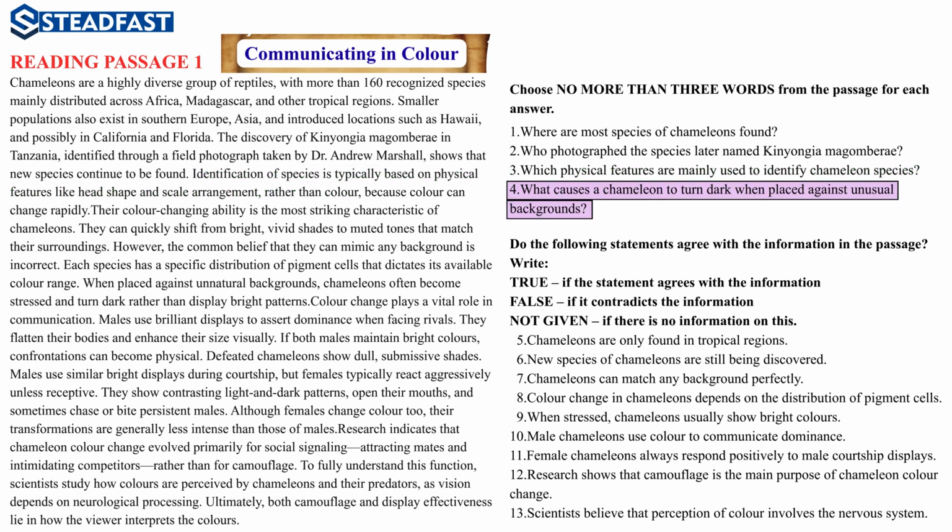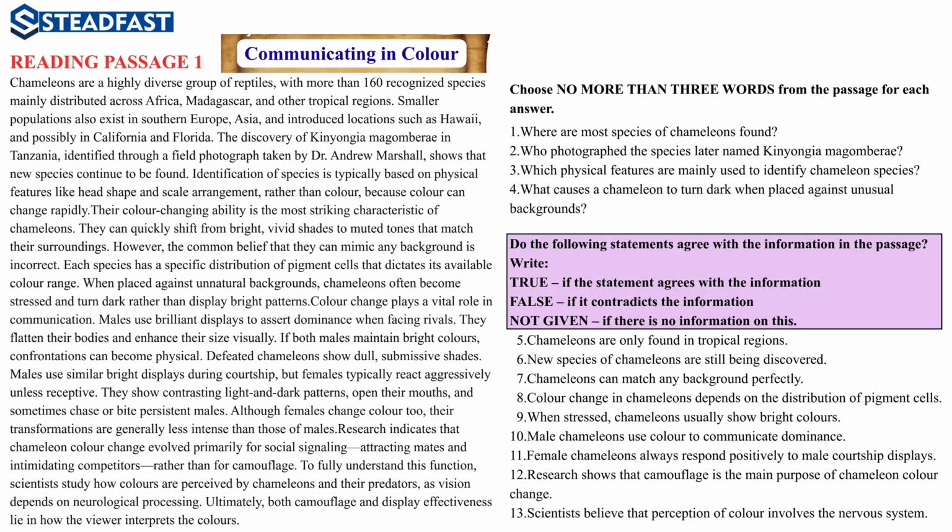What causes a chameleon to turn dark when placed against unusual backgrounds? Here in paragraph 2, we can see that chameleons often become stressed and turn dark. Stress is the direct clue here, so the answer here is stress.